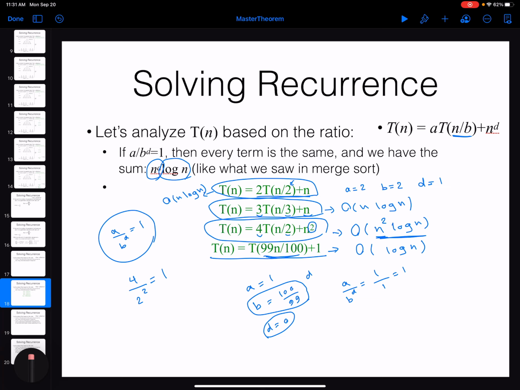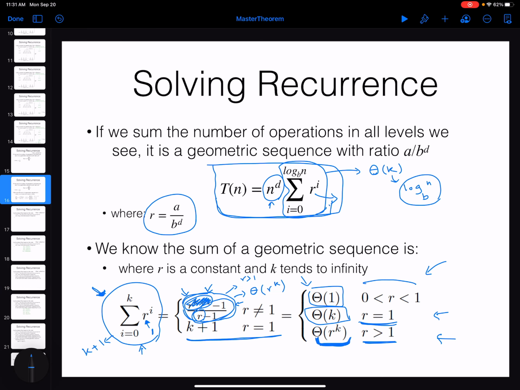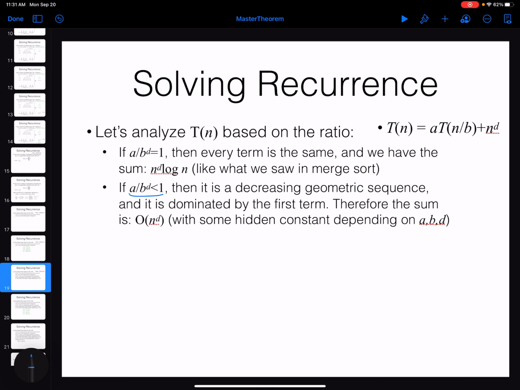All of these four cases are going to be cases of the first case in the master theorem. So the next case is when the ratio is some value less than 1. If you get back to this formula here, if the ratio is less than 1, the summation will be in theta of 1. The summation will be some constant value. So that constant value can be ignored, and the total time complexity in the second case is going to be O of N to the power of D.